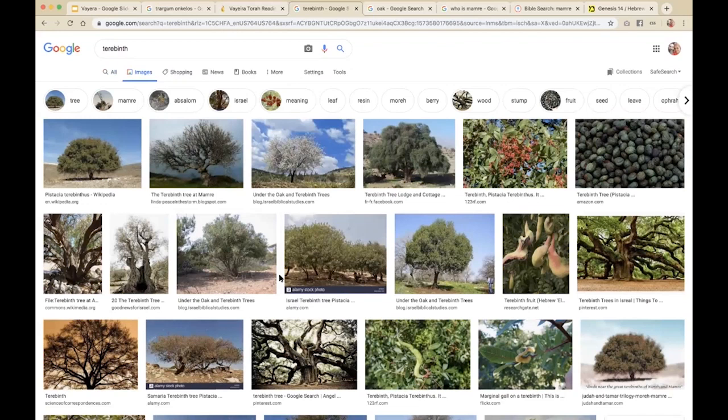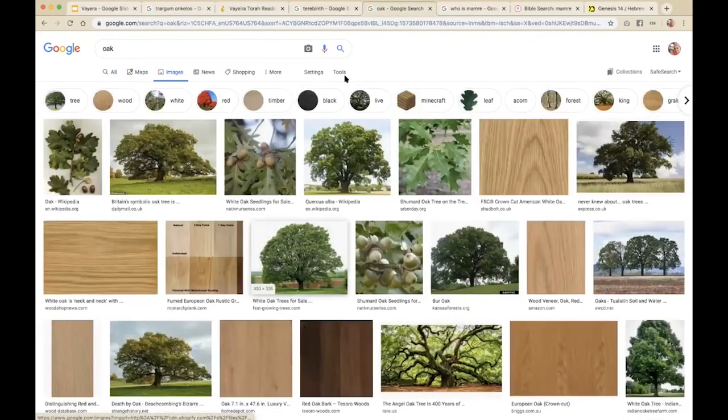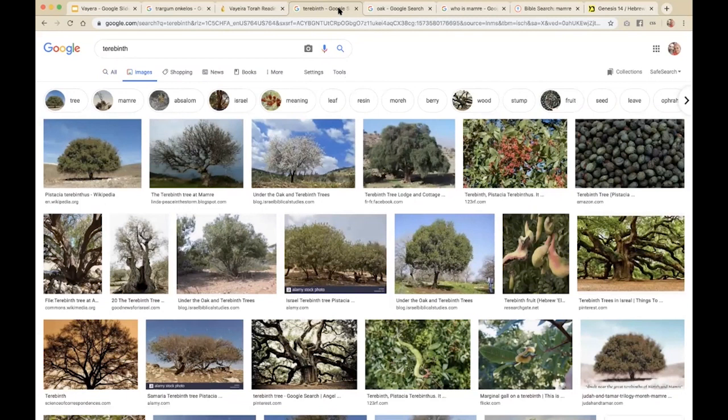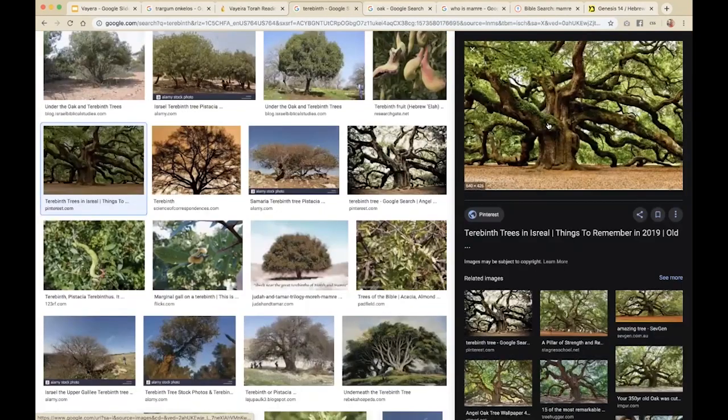This is what a terebinth looks like. I guess I wouldn't really know. The usual translation though is oak, and these are what oaks look like. So I guess they look fairly similar, right? It's a tree that has branches spread out, as opposed to a tall, skinny tree. Here's actually a terebinth tree in Israel, very beautiful.